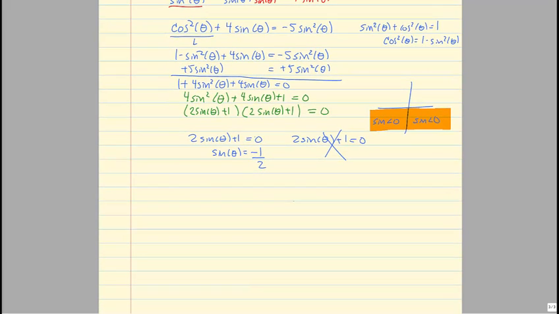Well, this has to be a multiple of pi over 6 because the sine of pi over 6, or the sine of 30 degrees, is 1/2. So it has to be some sort of multiple like that. So in this case, theta would equal, it'd be 210 degrees.